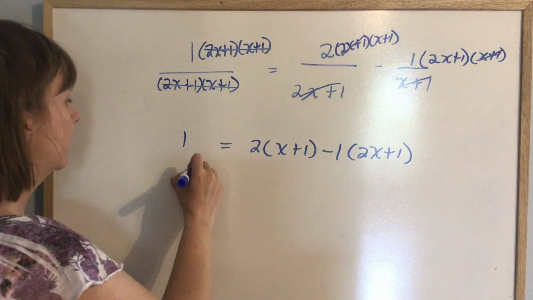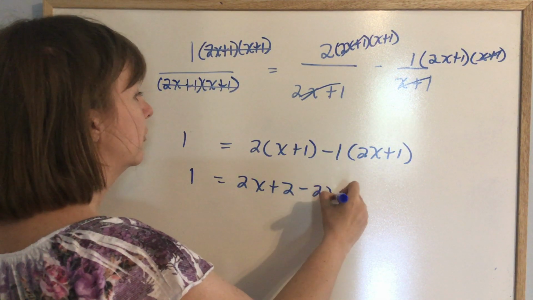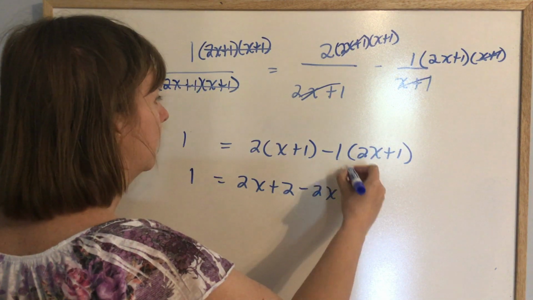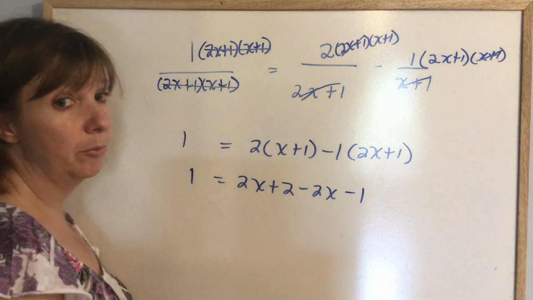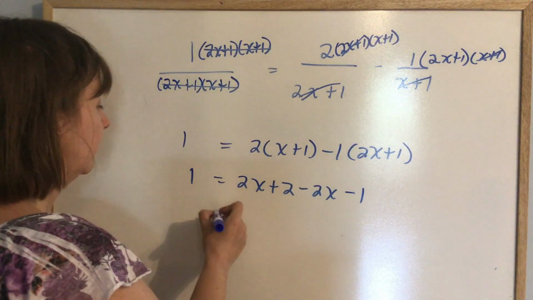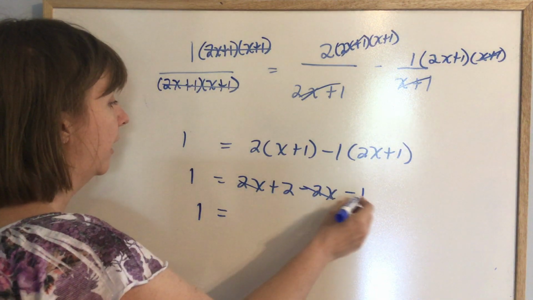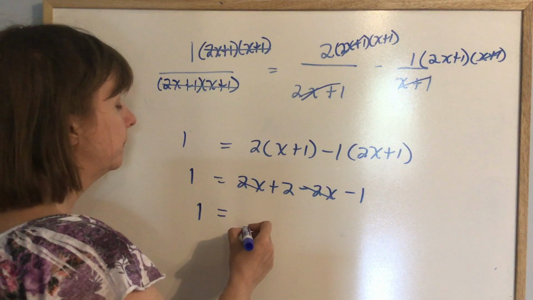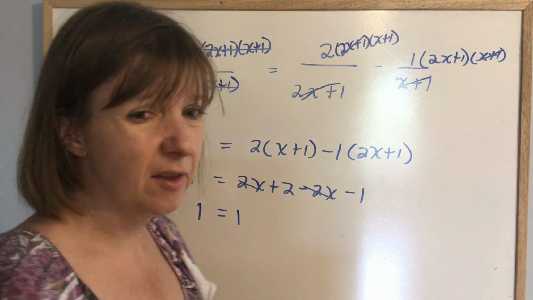So when I clean this up, I have 1 is 2x plus 2 minus 2x minus 1. I probably picked a weird one because I have that talent. So 1 is equal to 2x minus 2x, and I end up with 2 take away 1, which is 1. So in this case, I end up with a weird answer.